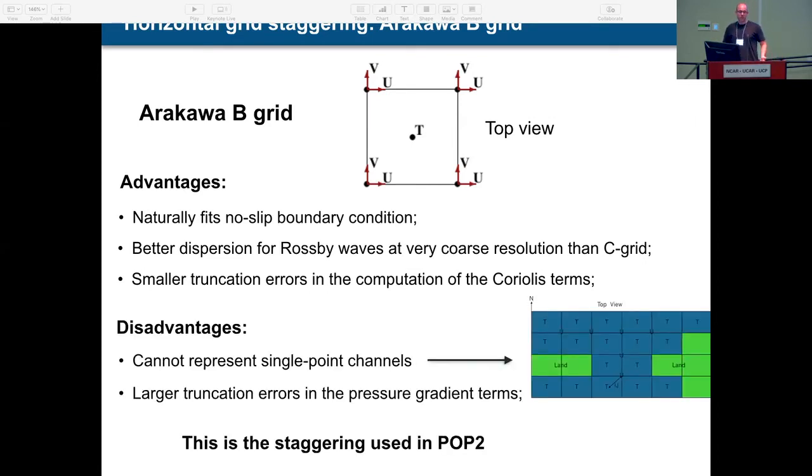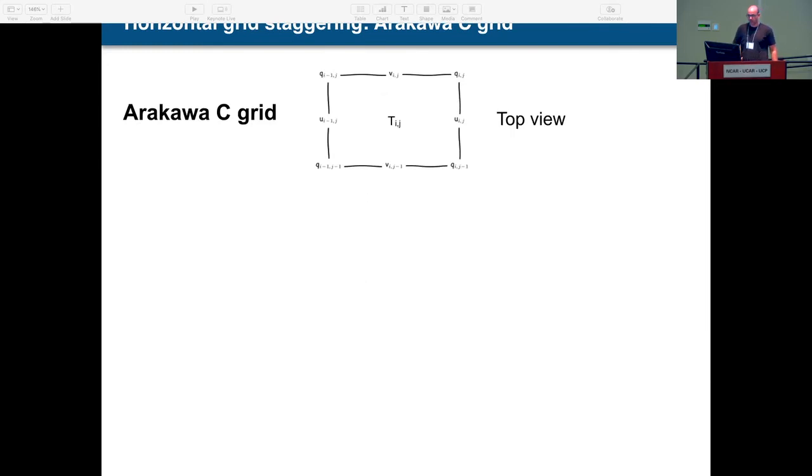The disadvantage is that we cannot represent single point channels. So as shown in the schematic on the right, the green squares are land, the blue are ocean. In order to have a channel that the water flows through, you need to have at least 2 grid points, as shown by the 2 capital T here. Otherwise, the velocity points will always be on land and you will not be able to flow through that channel. And it also has larger truncation errors in the pressure gradient terms. So as I mentioned before, this is the grid that we use in the POP model that you guys are running right now. The other grid is the so-called Arakawa C grid.